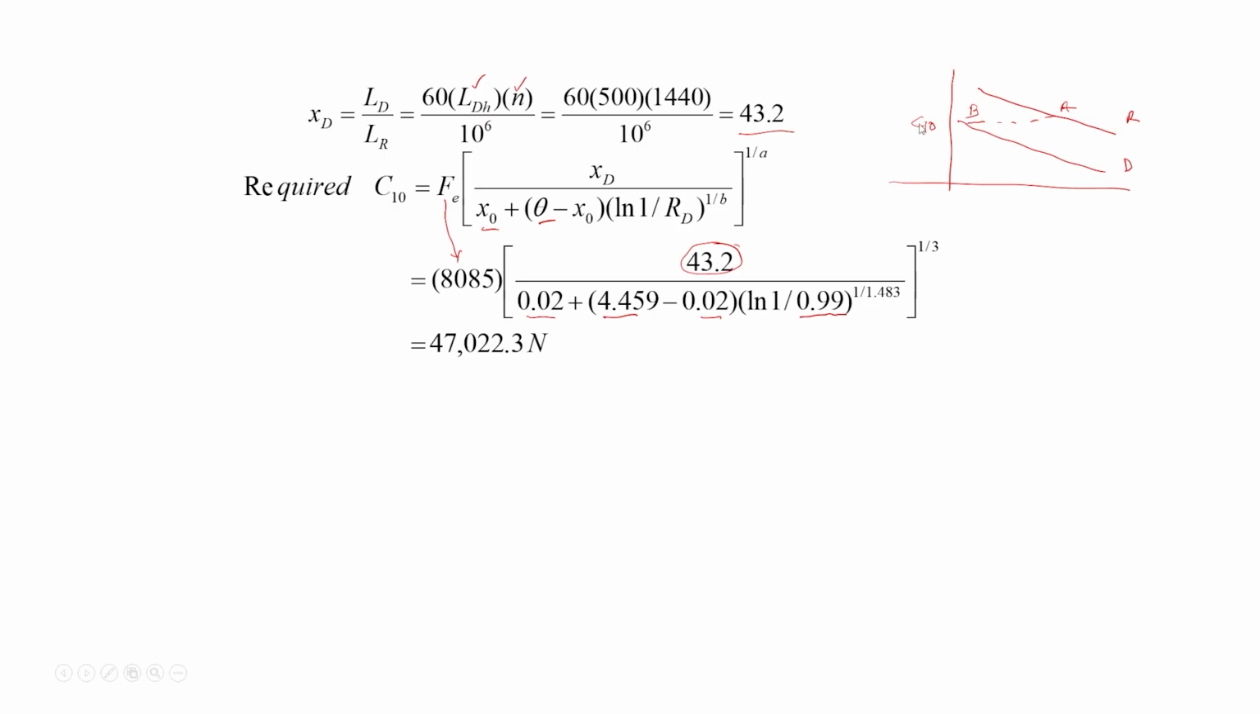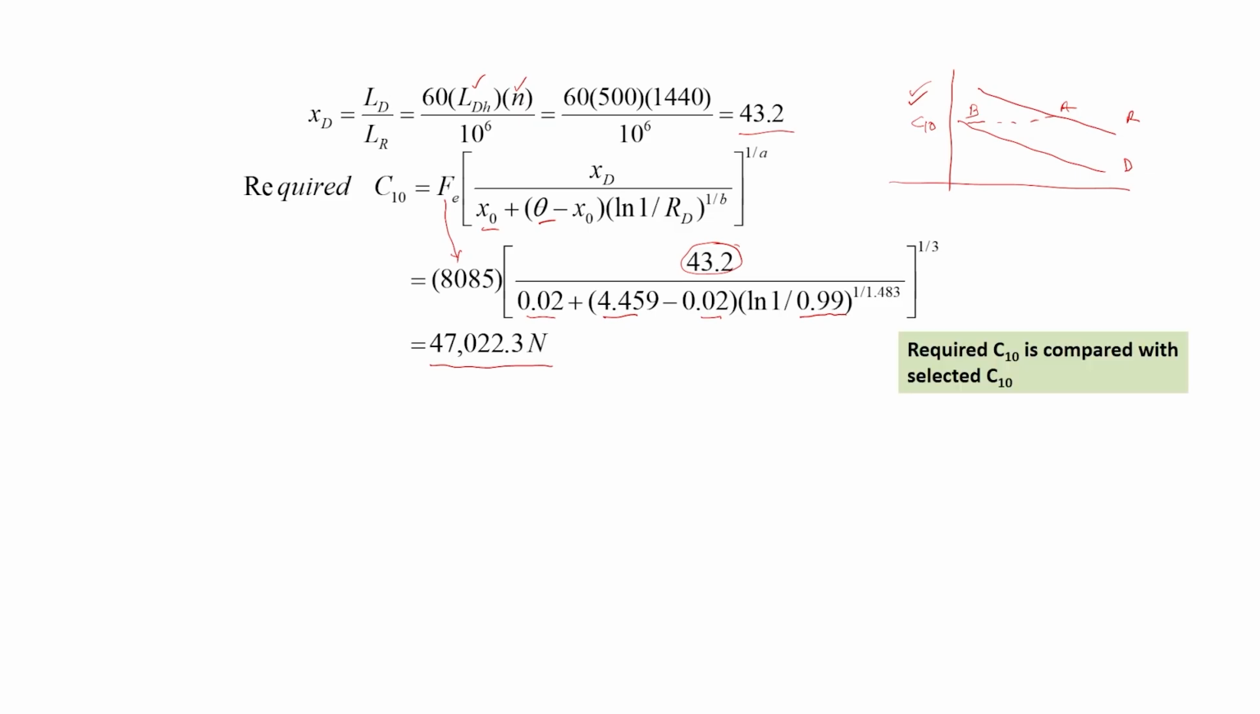So, this is the required C10 for our case with the given value of radial load and the given value of the axial load, and that comes as 47,022.3 Newton. Now, let us see what is the dynamic load capacity of the bearing which we had selected.